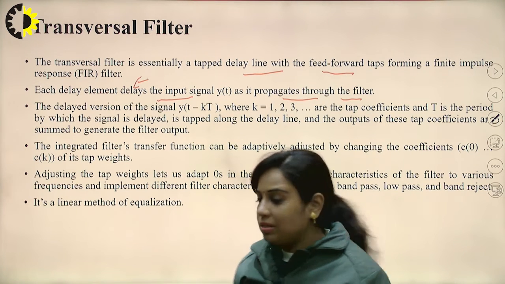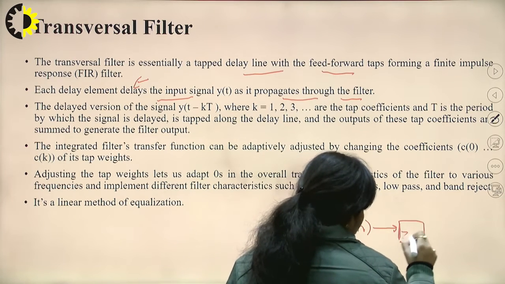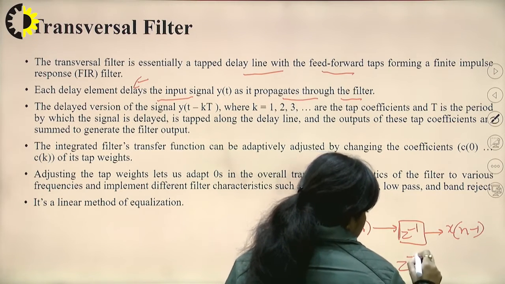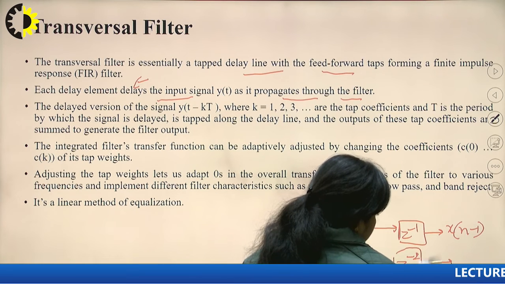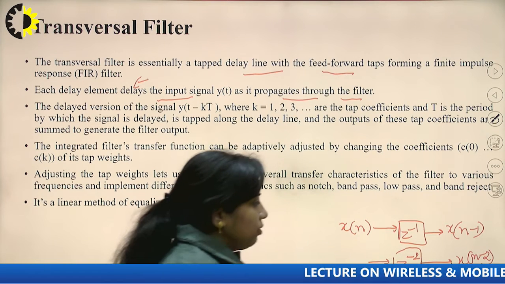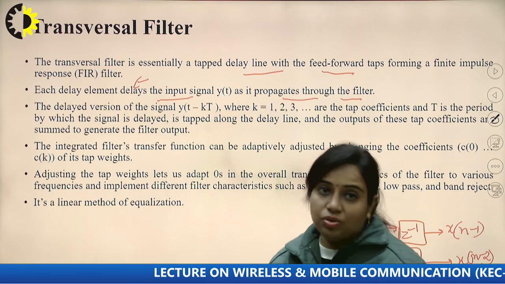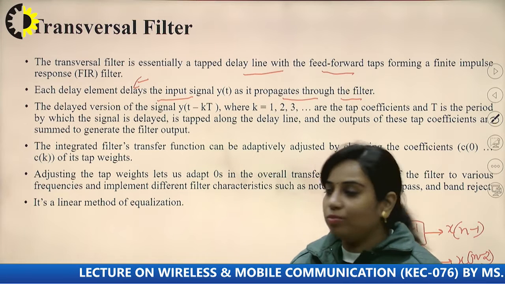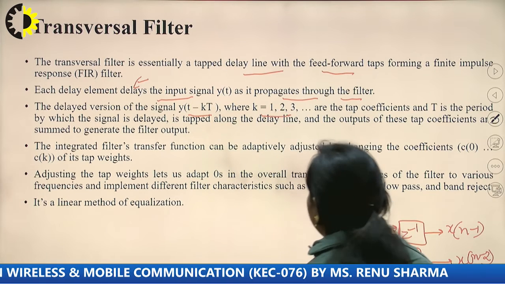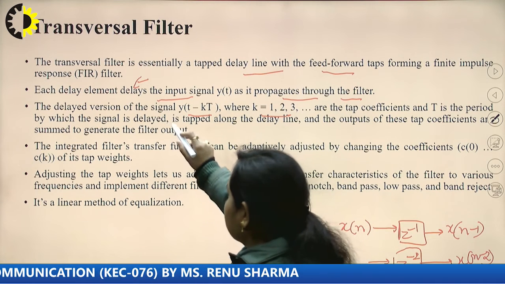In Z transform we can say that if Xn is passed through a filter whose delay is Z inverse, then Xn minus 1 will be there. If it is Z to the power minus 2, then it will be Xn minus 2, or you can use 2 Z inverse blocks in cascade, 3 Z inverse blocks in cascade. So this means it is a 1 unit delay. That's what is written over here. Delay elements will also be used. Now the delayed version of the signal, that is y(t minus kT), where k varies from 1, 2, 3 and so on, are the tap coefficients, and T is the period by which the signal is delayed.